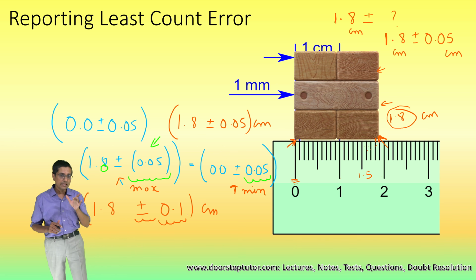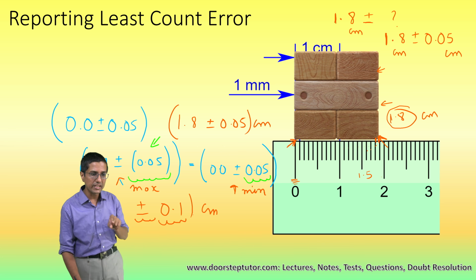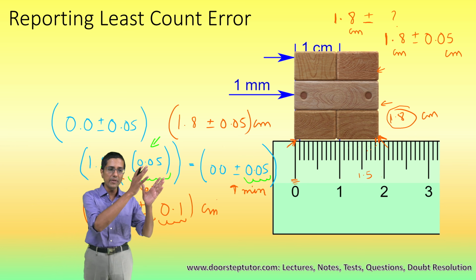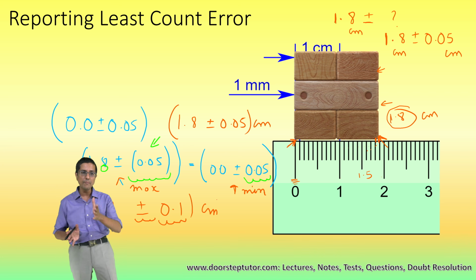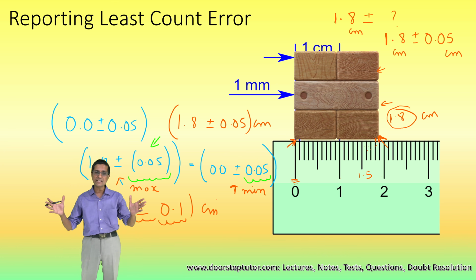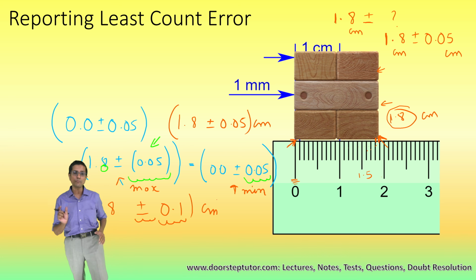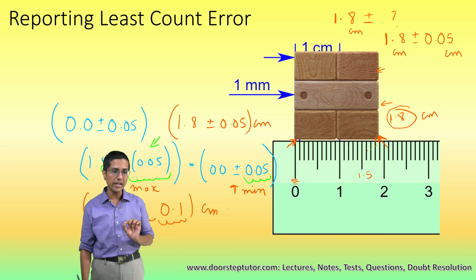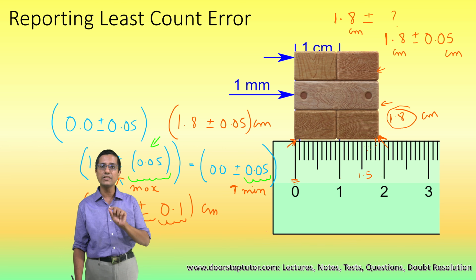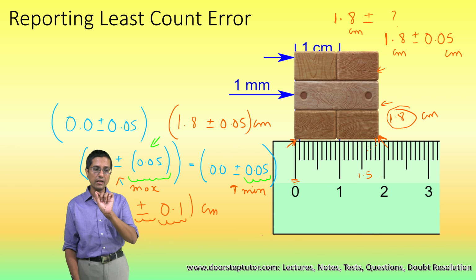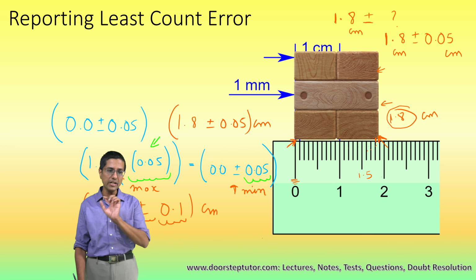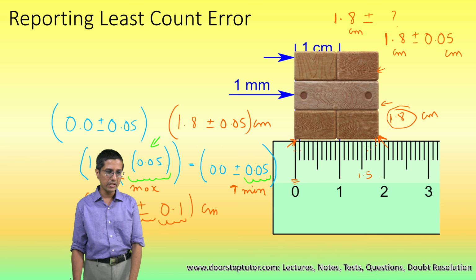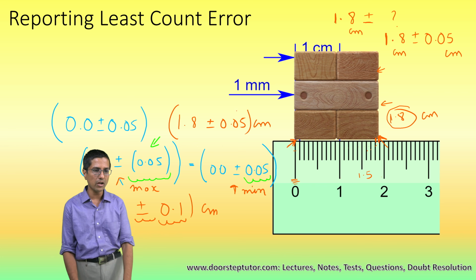Okay, the thing to note here is how we achieved this least count, because I could be off in my beginning reading, I could be off in my end reading. So the net result is that in total I could be off by 0.1 when I am measuring the entire length of the block, and that is why we arrived at this 0.1 centimeter as our net error. Okay, so this was the least count error, and this is how we actually report it.